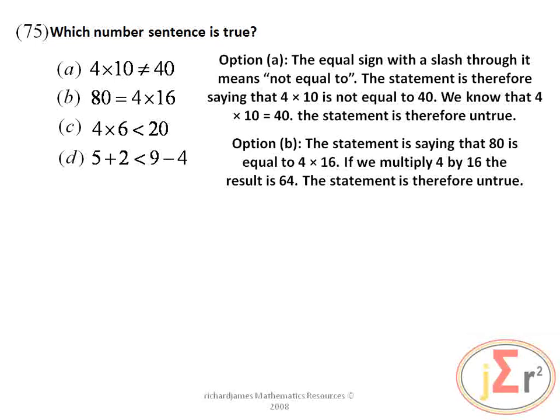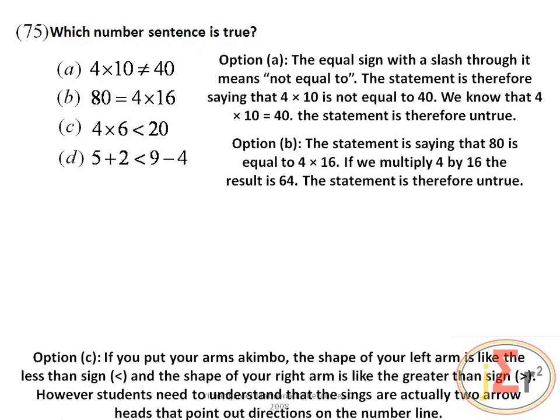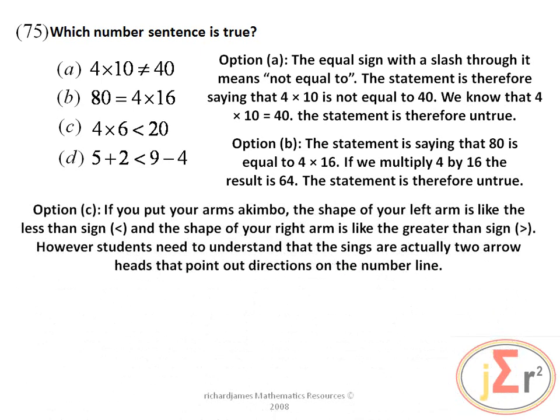We are looking at option B. The statement is saying that 80 is equal to 4 multiplied by 16. If we multiply 4 by 16, the result is 64. The statement is therefore untrue. For option C, we are going to introduce the number line in order to explain the real significance of the signs that mean less than and greater than.